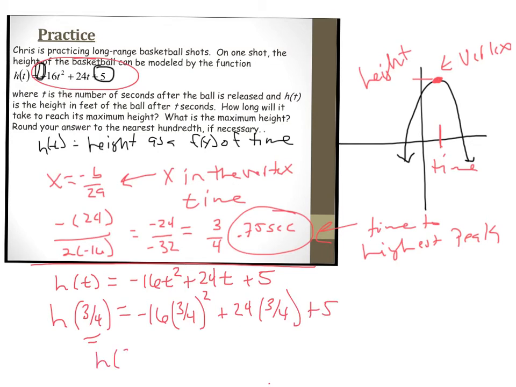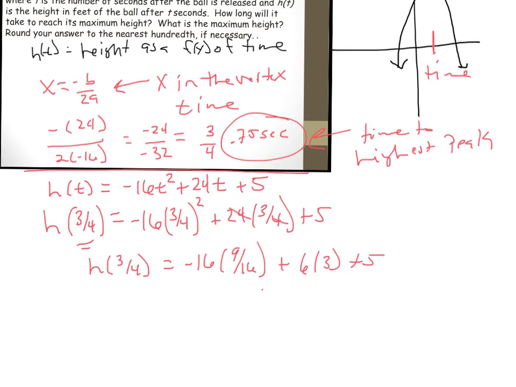and I'm going to go ahead and calculate this. So h of 3/4 is going to equal, and I'm just going to do this without a calculator, negative 16 times 3 squared over 4 squared, that's 9 over 16, plus 24 divided by 4 is 6, so 6 times 3, plus 5. We're running out of room here, so let me move this up real quick. The 16s cancel out, so I'm left with negative 9. 6 times 3 is 18, plus 5. That's going to give me 9 plus 4, so 13 feet.